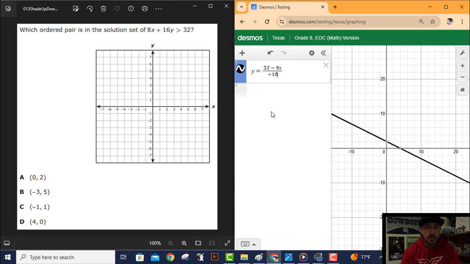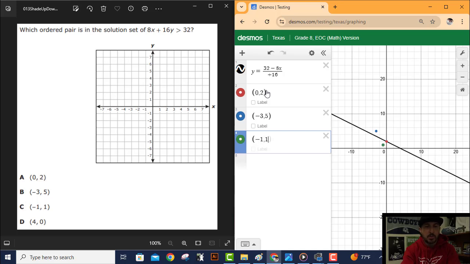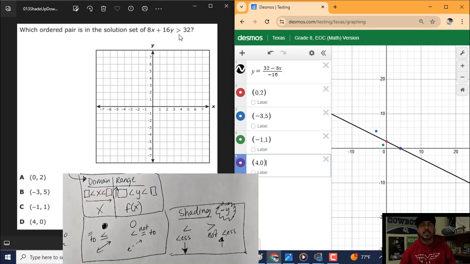All right, now I got some points right here. I should type in all these points. 0, 2, -3, 5, -1, 1, 4, 0. All right, so I type in the points. Now look at this symbol. Does this symbol have a line underneath? That's the first thing that I always check. Is there a line here? No, there's not. So anybody who is on the line is out. It is not safe to be on that line.